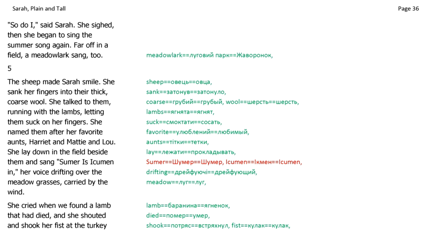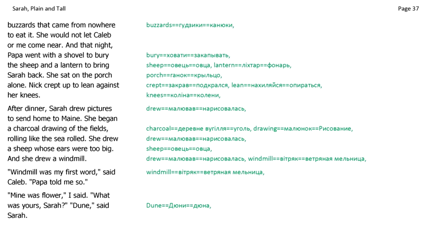She cried when we found a lamb that had died, and she shouted and shook her fist at the turkey buzzards that came from nowhere to eat it. She would not let Caleb or me come near. And that night, Papa went with a shovel to bury the sheep and a lantern to bring Sara back. She sat on the porch alone. Nick crept up to lean against her knees.